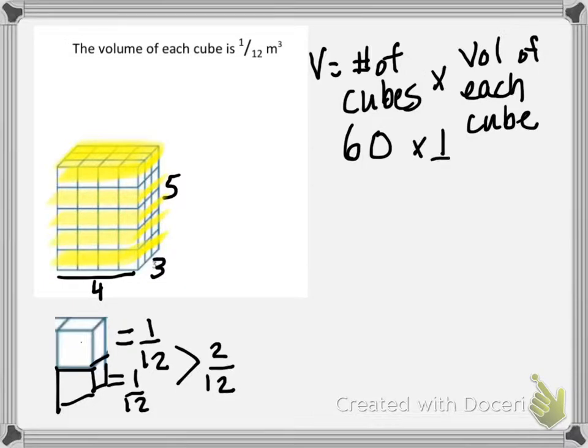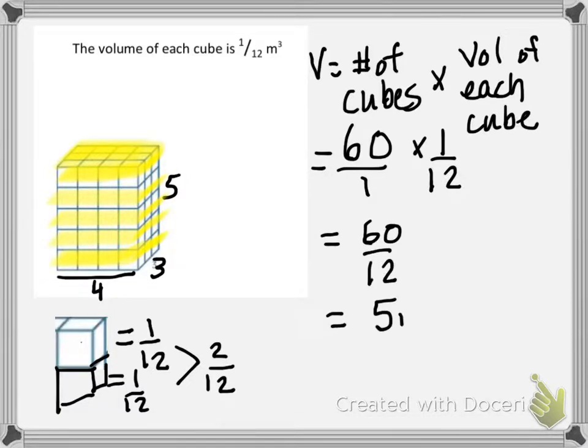We know the volume of each cube is 1/12 meters cubed. So we're going to multiply those two together. That would give us 60/12. And if we simplify that, that simplifies down to 5. So the volume of the total rectangular prism with all those cubes would be 5 meters cubed.